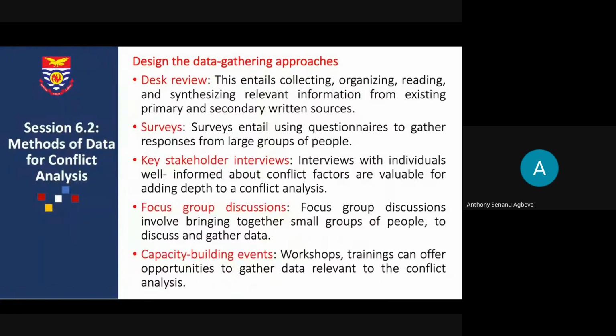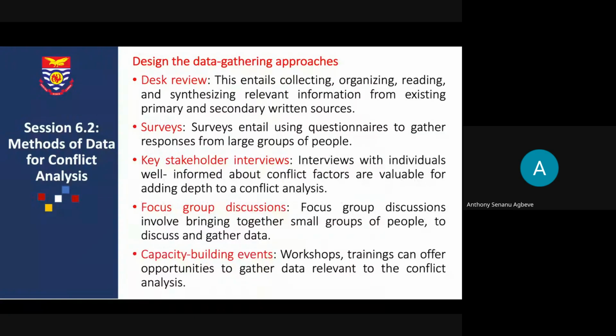You want to interview individuals. So you want to interview government officers. So you want to interview ministers, political leaders, community leaders, chiefs, and queen mothers and all those people. So that's what we call key stakeholder interviews. You talk to the people one-on-one. Or you want to do a focus group discussion.